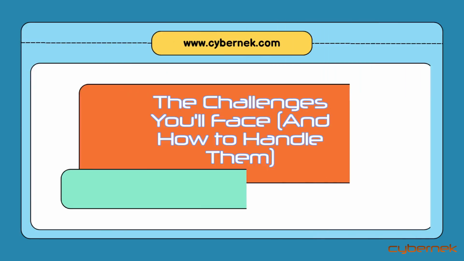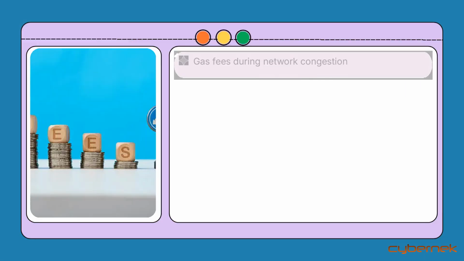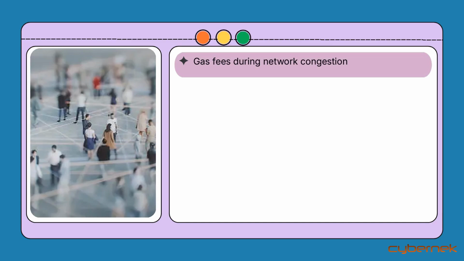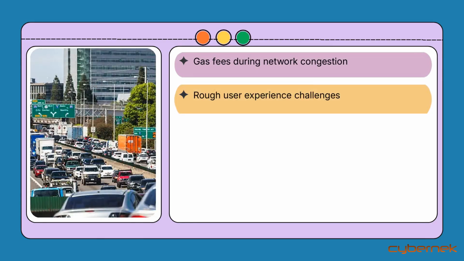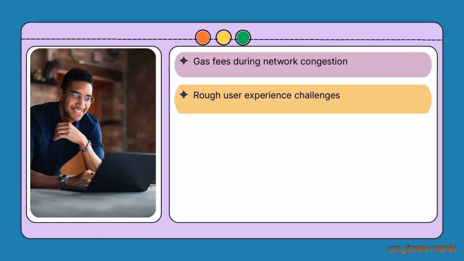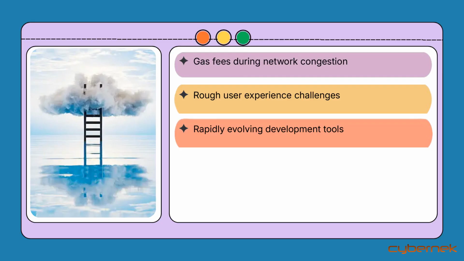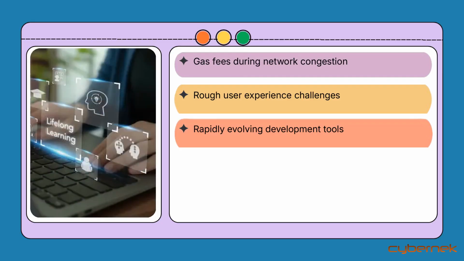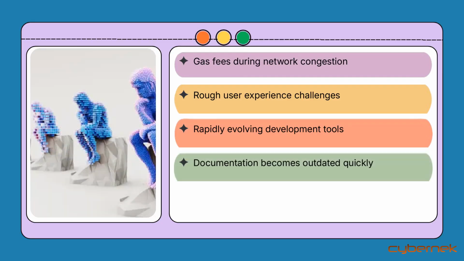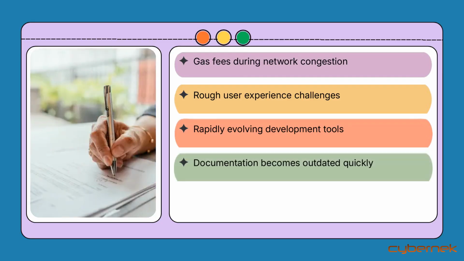The challenges you'll face and how to handle them. Gas fees can make applications unusable during network congestion. User experience is rough with private keys and gas fees. Development tools evolve rapidly, making documentation outdated quickly.